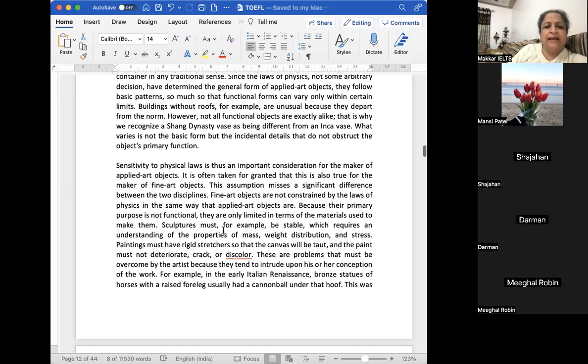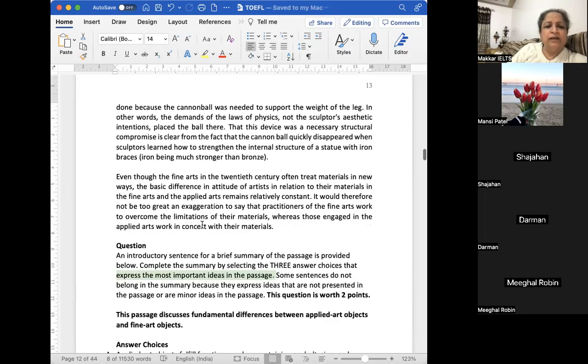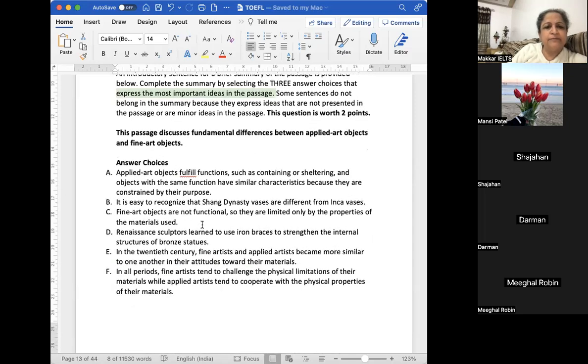यहाँ पे कोई आंसर है? Because their primary purpose is not functional, they are only limited in terms of the material used. यहाँ पे कुछ है, difference दिया हुआ है. Can you make out? सी वाला ऑप्शन पढ़ो.